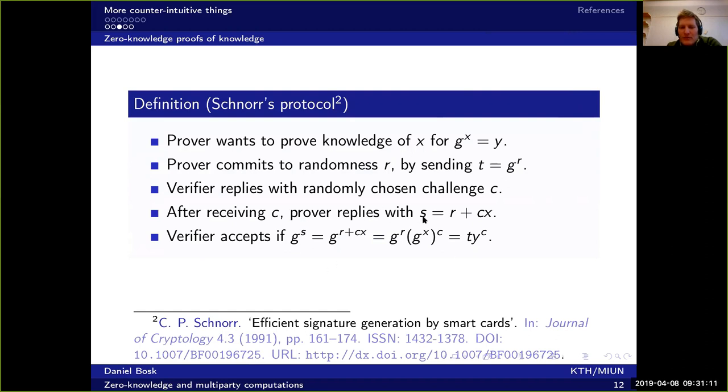And we know from here that S is equal to R plus CX, so this is actually this. We have T, which is G to the power of R, and we have Y, which is G to the power of X, so the public key. And then we have C, and we take Y to the power of C, and we see that G to the power of X to the power of C is G to the power of CX. If we multiply with G to the power of R, we get exactly R plus CX up here in the exponent. So then the verifier can accept that this was a valid proof.